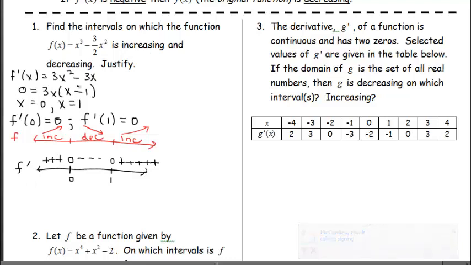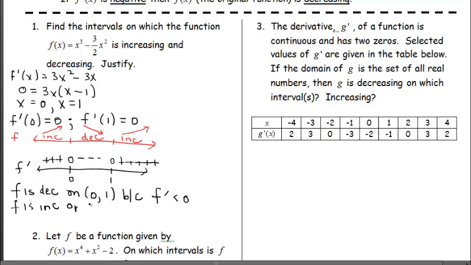All right, and then to finish, f is decreasing from 0 to 1. Let's do open intervals with parentheses. Because f prime is less than 0. And then the increasing intervals.